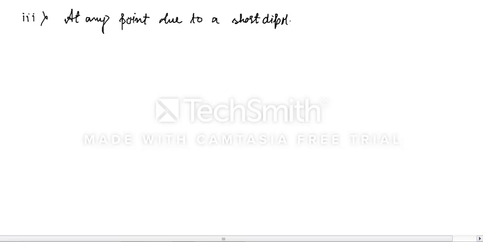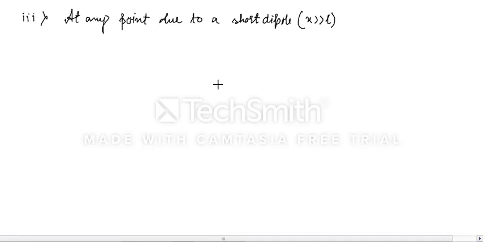Now number 3, at any point due to a short dipole. For that again we have to draw a short dipole. Short dipole means x is very much greater than L, only in that case.